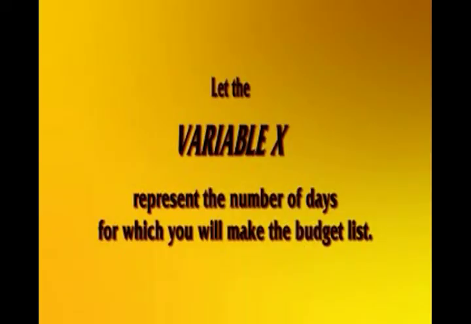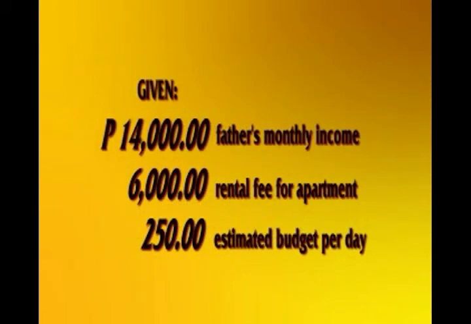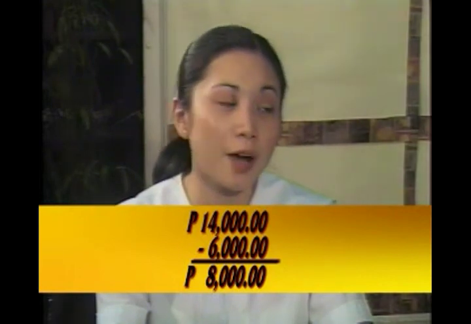Well, that is easy. Let us find the unknown value using a variable. Let x represent the number of days for which you will make the budget list. Given are 14,000 pesos, your father's monthly income, 6,000 pesos, which is the rental fee for your apartment, and 250 pesos, the estimated budget per day. Now let's find the solution to your problem. Do you know the first step? Of course, I need to subtract the rental fee from the monthly income so that I would know how much budget would be left for food. That's right. Now you write it in a mathematical expression.